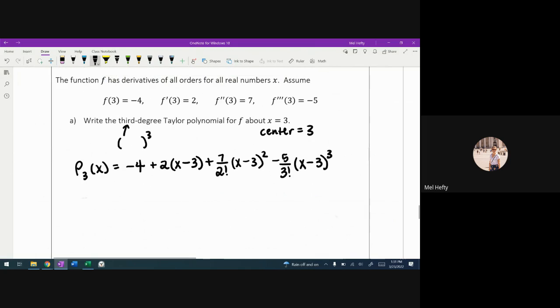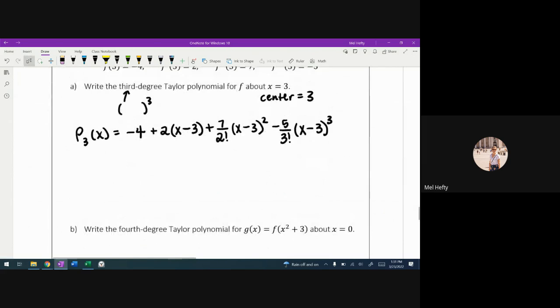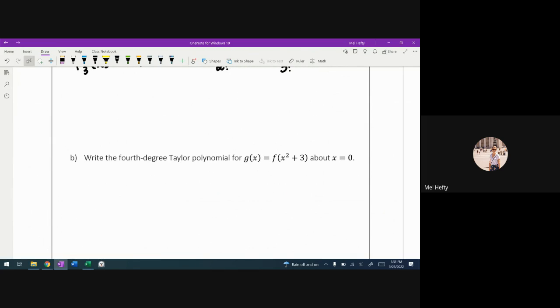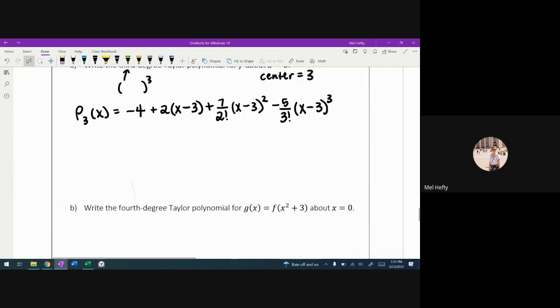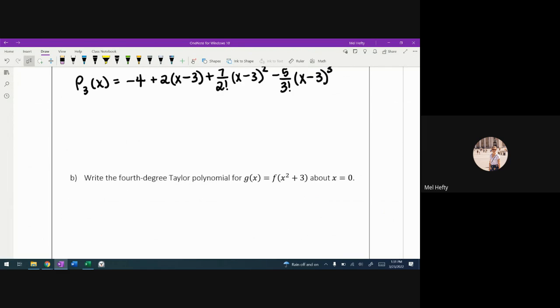So there we go. This is a good preview into what we're doing today. If we now take this function that we made, this was for f of x, and I want to use this to write a 4th degree Taylor polynomial for g of x, which I'm calling f of x squared plus 3. And I want to do that about x equals 0. What's the center going to be of this new one? What else could I call it besides a Taylor polynomial then?